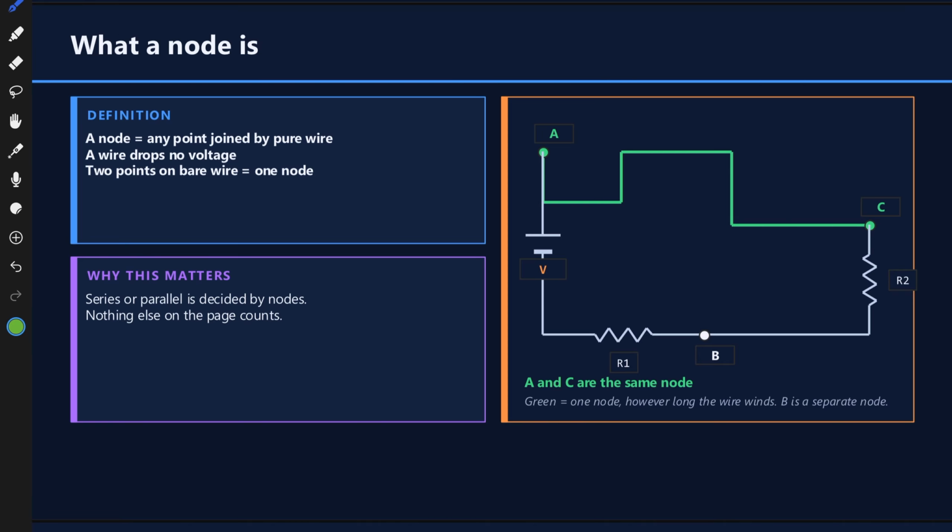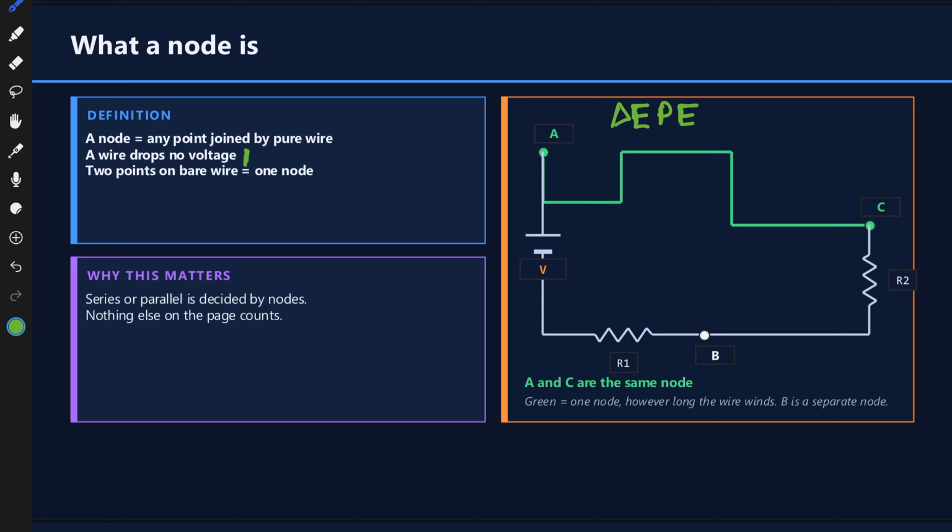So what is a node? I do go over this in my 7.2 video, which focuses more on the theory, but here, what a node really is, is just any point joined by pure wire. A wire drops no voltage. So if you understand the theoretical definition of voltage, it's the potential difference, the electric potential energy. It's a change in that, the difference between 2 points.